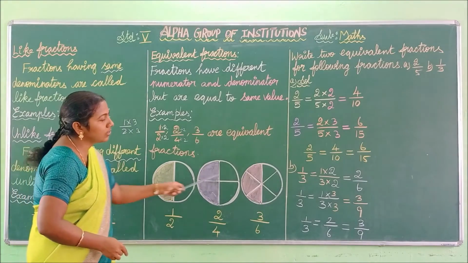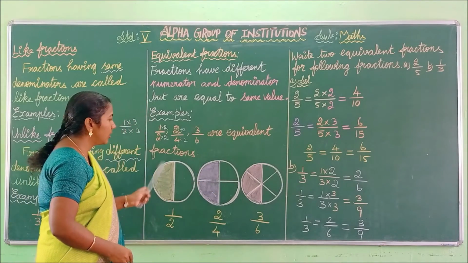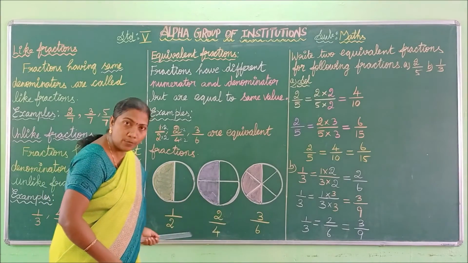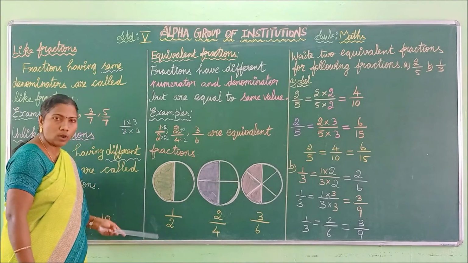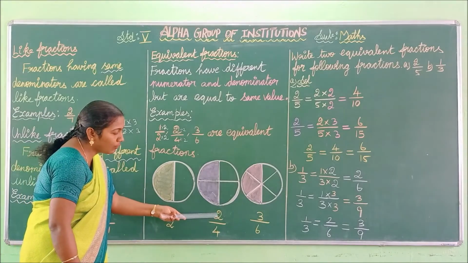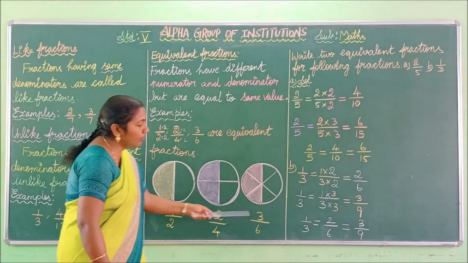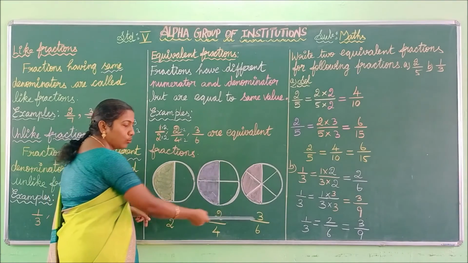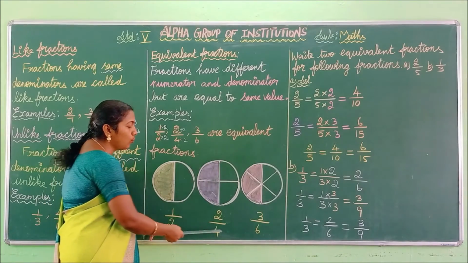Observe these circles, children. Among the three, the shaded portions are the same, though the fractions are different. Here our fraction is 1 by 2. Here our fraction is 2 by 4. Here our fraction is 3 by 6. See, the numerators are different: 1, 2, 3. And the denominators also: 2, 4, 6.